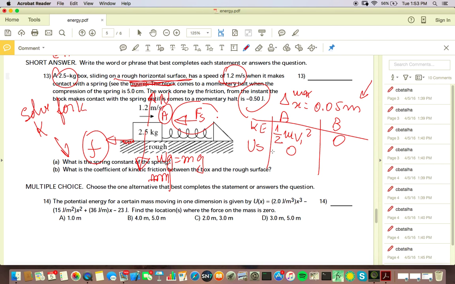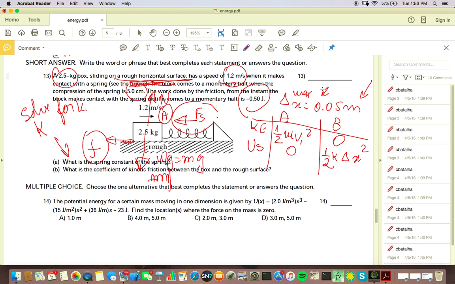So here's kinetic energy. How about spring potential energy? At A is 0 because the spring is relaxed. The spring is not compressed or stretched. But at point B, the spring is totally compressed. And then we can write the expression for the work done by the spring. Half K, the spring constant, which is what we want to find, by the way. And del X is the maximum compression, which is 5 centimeters, or 0.05 meters, right here. Okay.